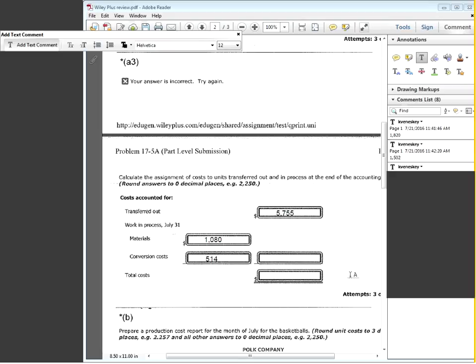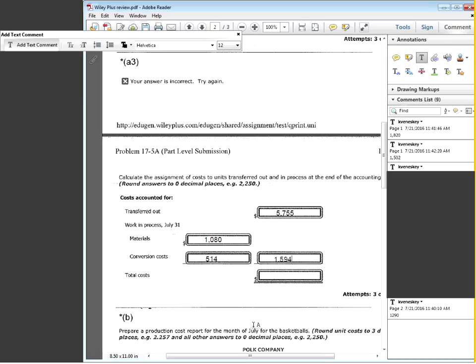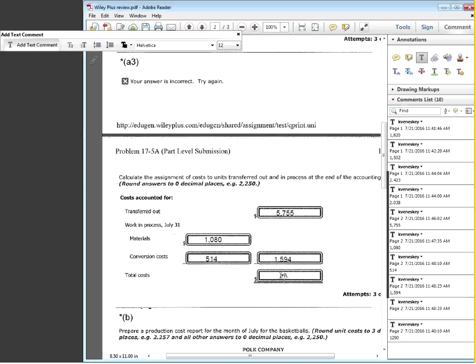Simply add those two up, the 1,080 plus the 514, so I got 1,594 in ending inventory cost. And so total cost altogether for the month, add in now our transferred out cost, and I had 73.49.